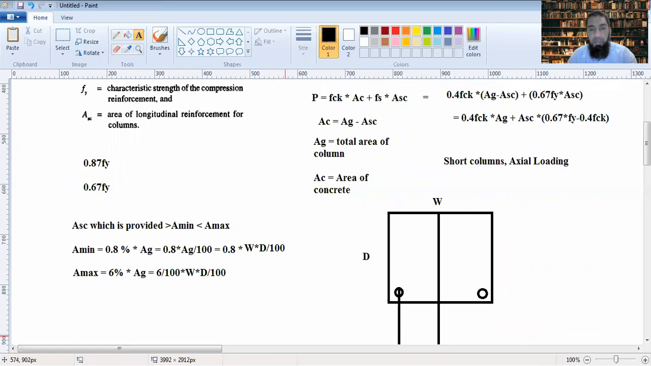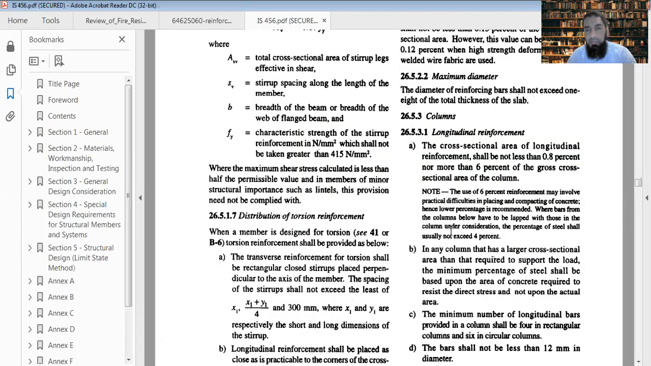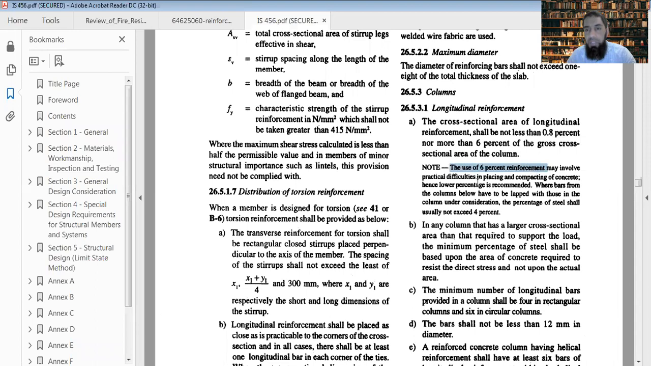Then there is one more clause. The use of 6% reinforcement may involve practical difficulties in placing and compacting of concrete. Now, code itself says 6% is the maximum limit that you can provide. You can go up till 6%, but 6% itself may provide practical difficulties in compacting and placing of the concrete. Why? Because, let me show you something.